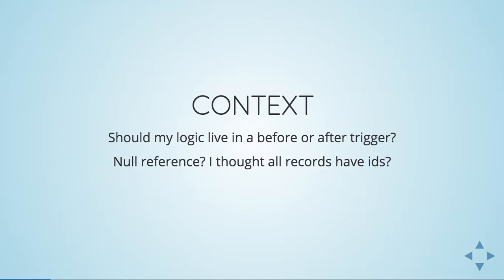So this is logic you would want to have in a before trigger context. If you need to perform some calculation to automatically populate a specific field, you're going to want to do that in a before context trigger because you'll have an exception thrown if you try to do that in an after context trigger.